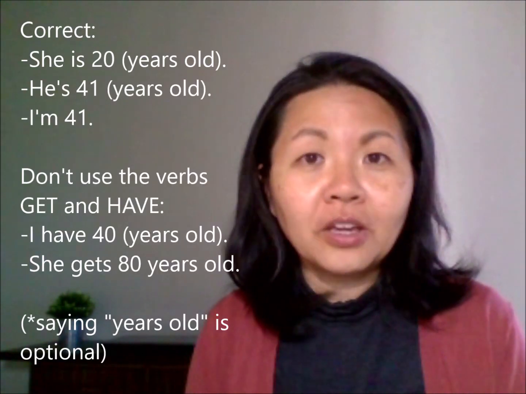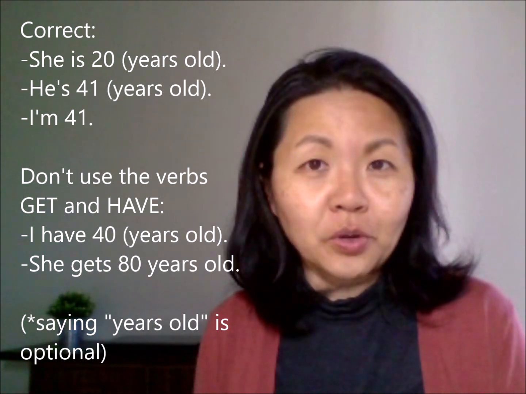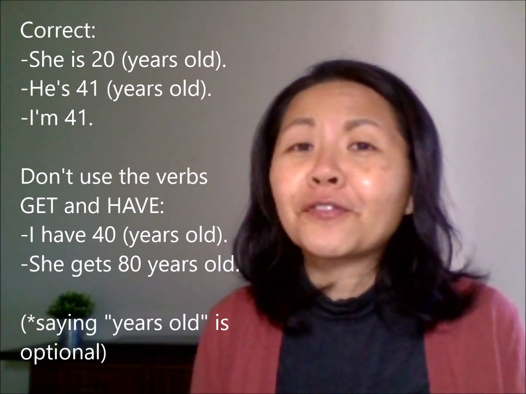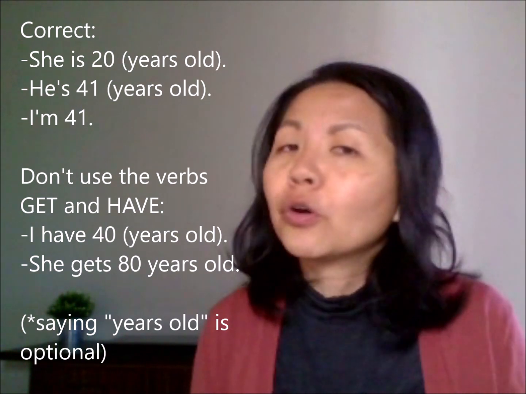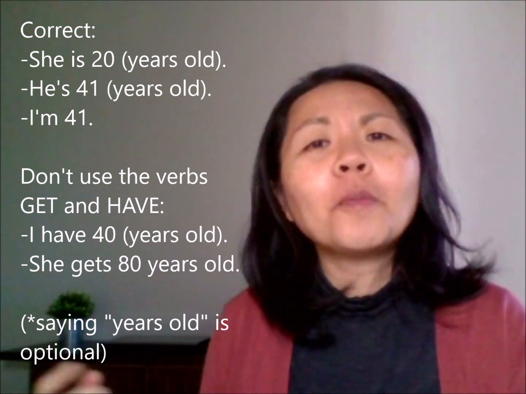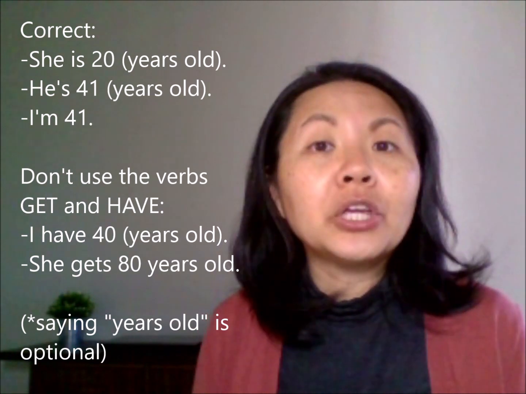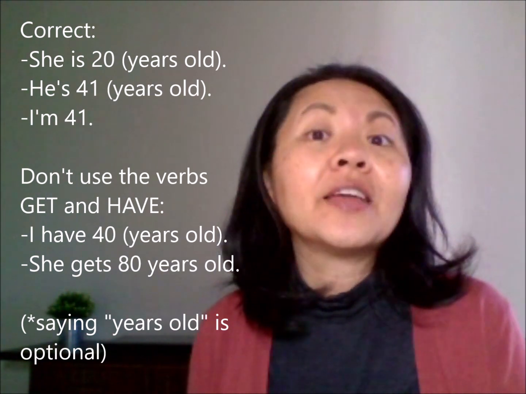Now, I'm going to start with a common mistake that I often hear English learners make when they talk about age, and that is using the wrong verb. I often hear, I have 40 years old, or I have 21 years old. We don't use the verb have. And we don't use the verb get. So I hear English learners tell me, oh, my grandma gets 80 years old. In English, we use the verb to be, the be verb.